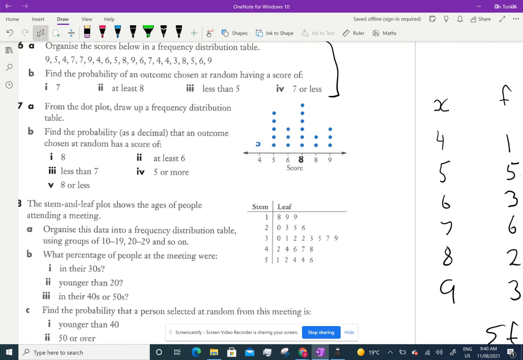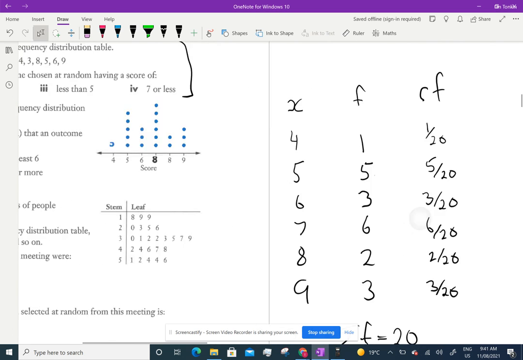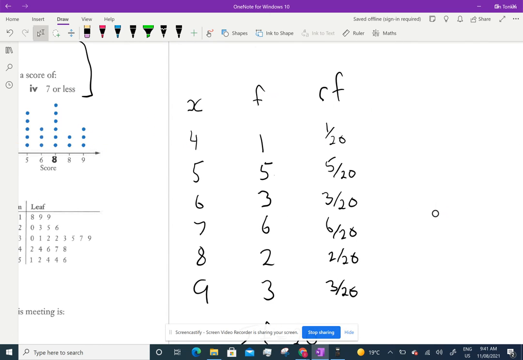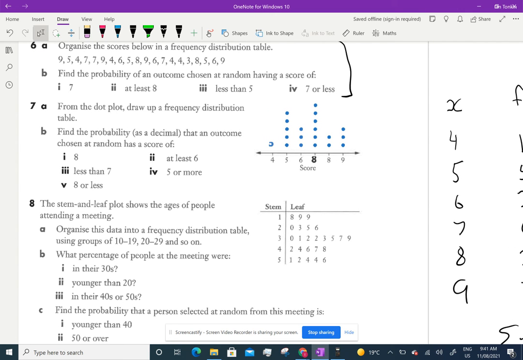So, from the dot plot, find the probability of an outcome chosen at random, score of 8. Well, there it is. Score of 8 is 2 on 20. What question am I doing? 7. I'm looking at the wrong answers. I've got a really worrying thing then.